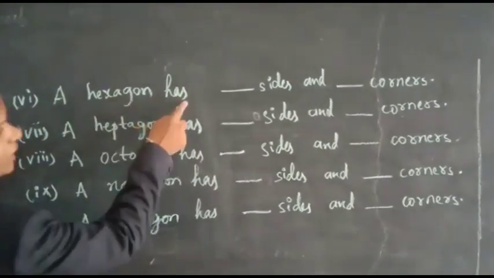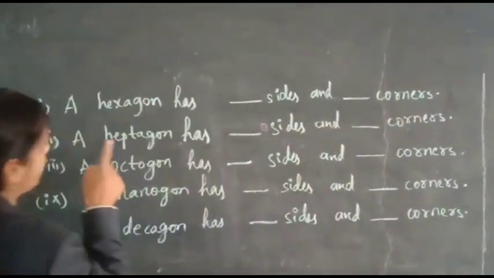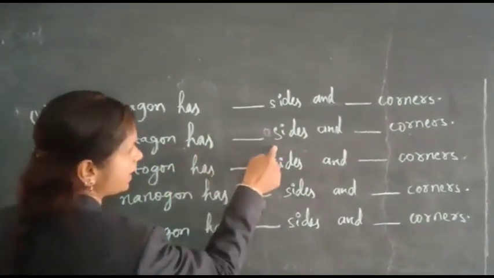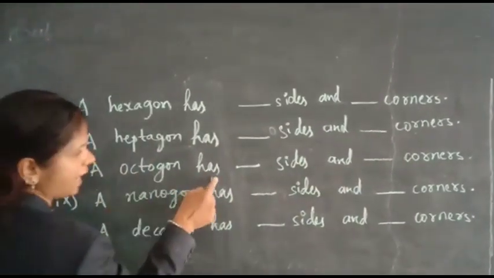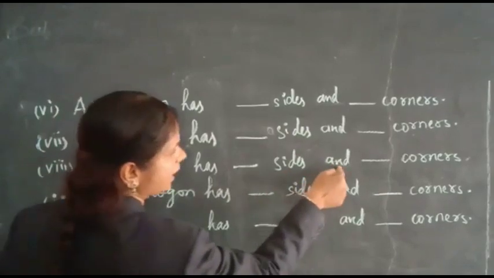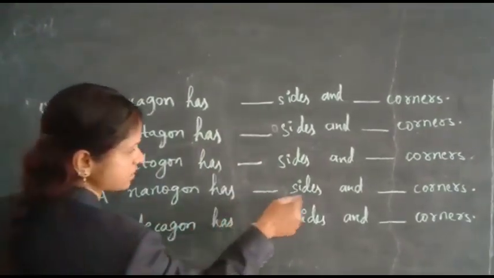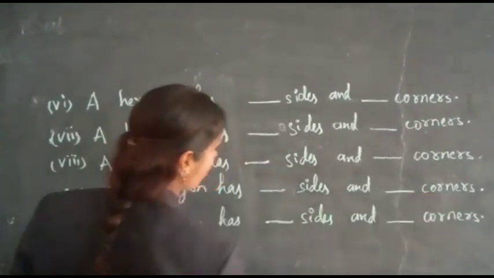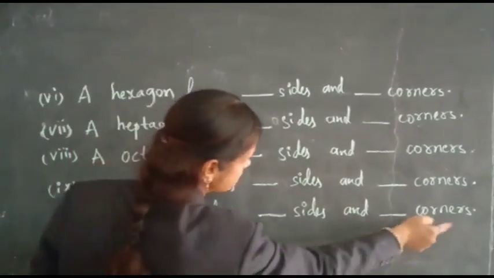Now, a hexagon has dash sides and dash corners. A heptagon has dash sides and dash corners. An octagon has dash sides and dash corners. A nonagon has dash sides and dash corners. A decagon has dash sides and dash corners.